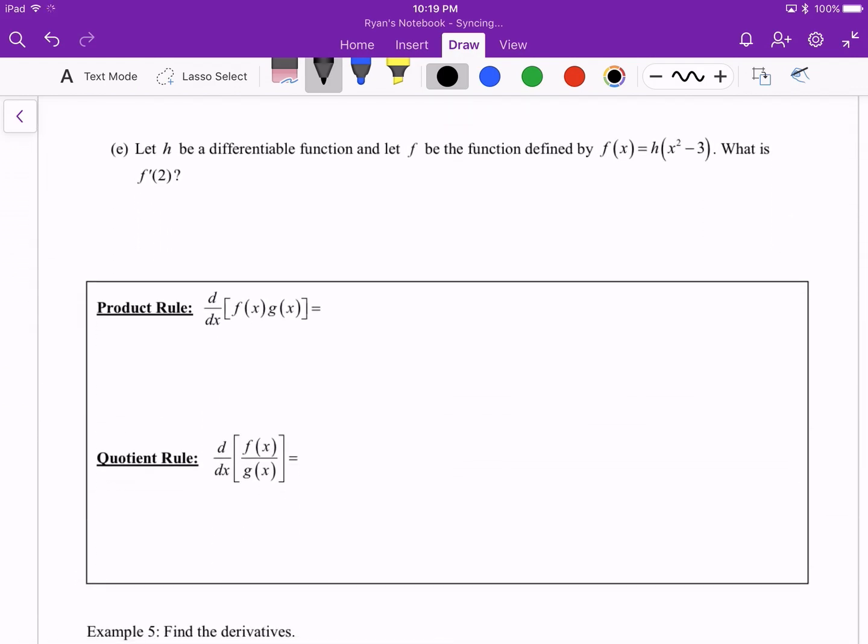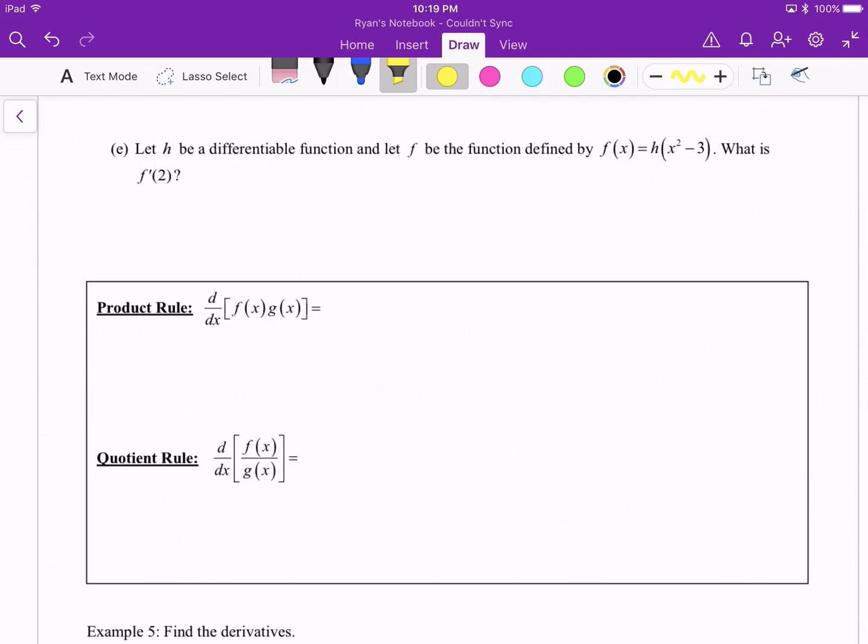Example E is more of what I would call a conceptual type question that you might see on the AP exam. So it says, let h be a differentiable function. We'll talk more about what that means in class. For right now, you just need to know that that means we're able to take the derivative of the function h. And let f be defined by f of x is equal to h of x squared minus 3.